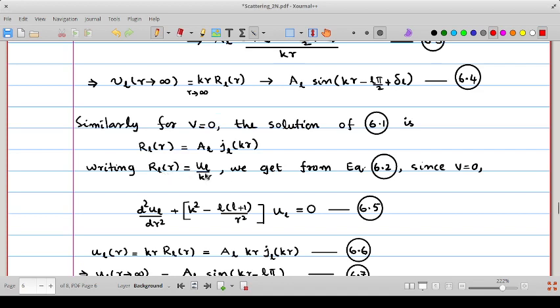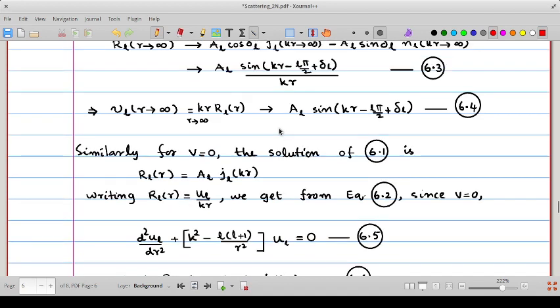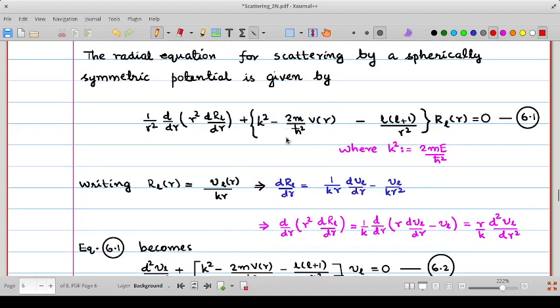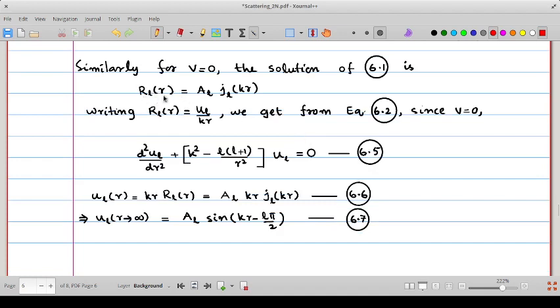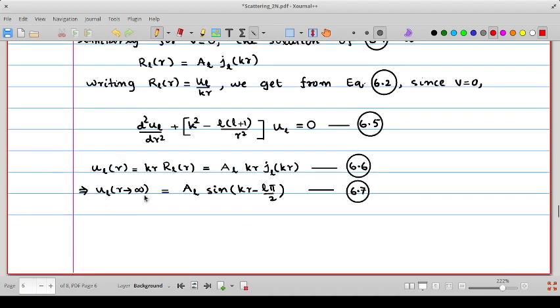Now writing R_L equal to u_L by kr in this case, this equation with V(r) equal to 0 gets modified to d square u_L by dr square plus k square minus L into L plus 1 by r square times u_L is equal to 0. Now we already know the form of R_L(r). So u_L(r) is kr times R_L(r) from this definition, so we need to multiply it with that: A_L times kr j_L(kr). Now as r tends to infinity, we can use the asymptotic form of j_L(kr), which is like sin(kr minus L pi by 2) by kr. Since we multiply it with kr, we get u_L as r tends to infinity as A_L times sin(kr minus L pi by 2).